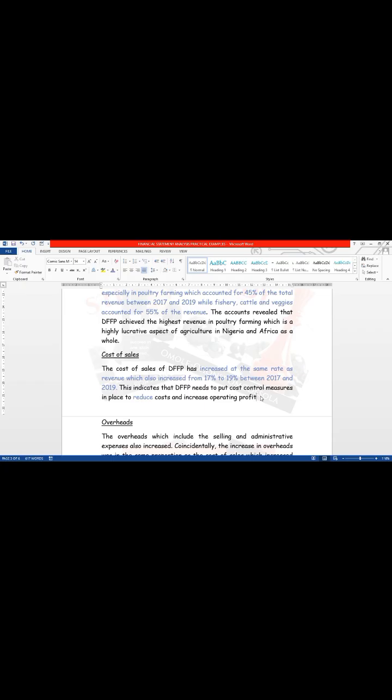This indicates that DFFP needs to put cost control measures in place to reduce cost and increase operating profits. Yes, your revenue is increasing, which is a good thing, but check your cost of sales. It's increasing at the same rate as your revenue. If you don't put cost control measures in place, the cost can overshadow the revenue so that you start making a loss. If the cost of sales is higher than the revenue, it will just be swallowing up the revenue. Do you understand? So the company now knows it is increasing. Now, what do we need to do? Cost control measures. So you have to interpret well.